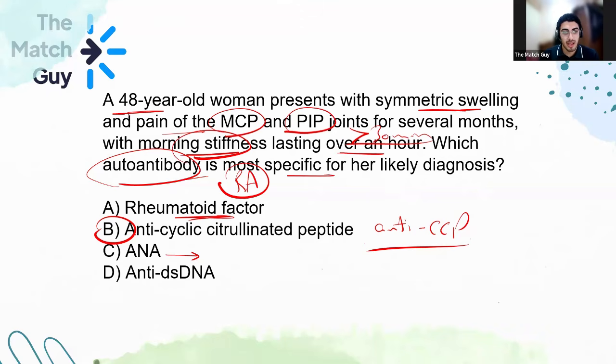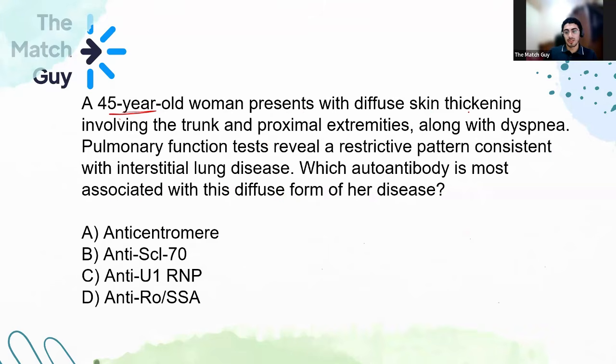Okay, a 45-year-old woman presenting with diffuse skin thickening involving the trunk and proximal extremities. Pulmonary function test reveals restrictive pattern consistent with interstitial lung disease. Which autoantibody is most associated with this diffuse form of her disease?